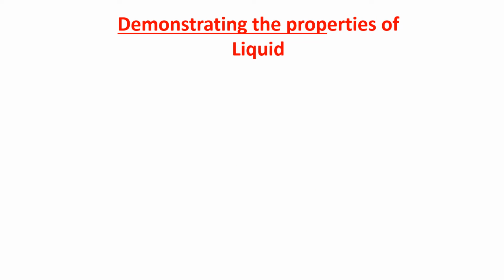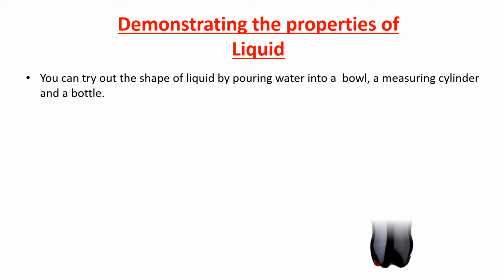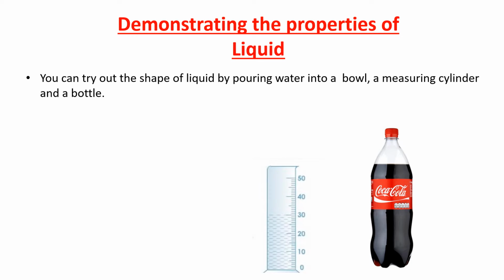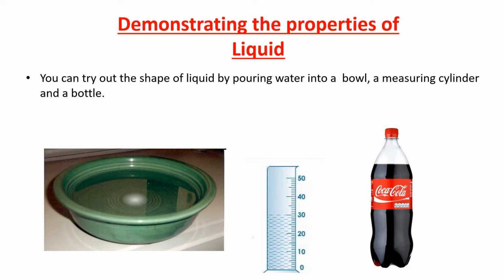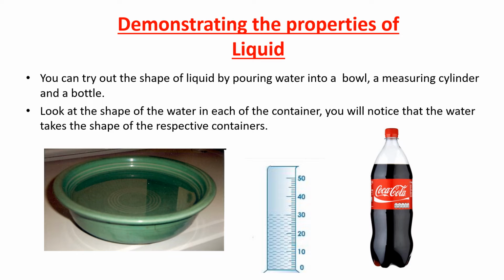Demonstrating the properties of liquid. You can try out the shape of liquid by pouring water into a bowl, a measuring cylinder and a bottle. Look at the shape of the water in each of the containers. You will notice that the water takes the shape of the respective containers.